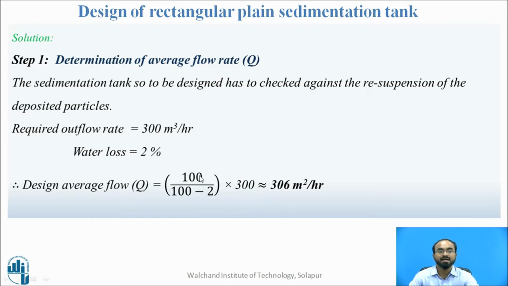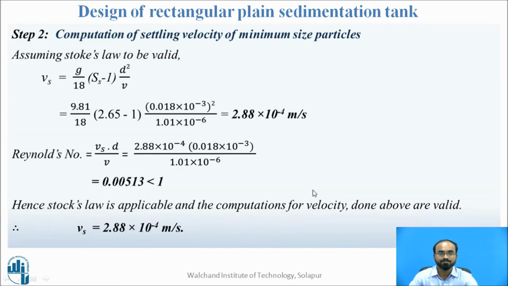The sedimentation tank has to be checked against the resuspension of deposited particles. So what does it mean? Well, first we have to check whether the flow rate is disturbing the settled particles or not. To do so, the required outflow rate given in the problem statement was 300 meter cube per hour. So we have to provide an additional 2%, that is the water loss, so our Q will be 100 divided by 100 minus 2 into 300. So it will become 306 meter cube per hour.